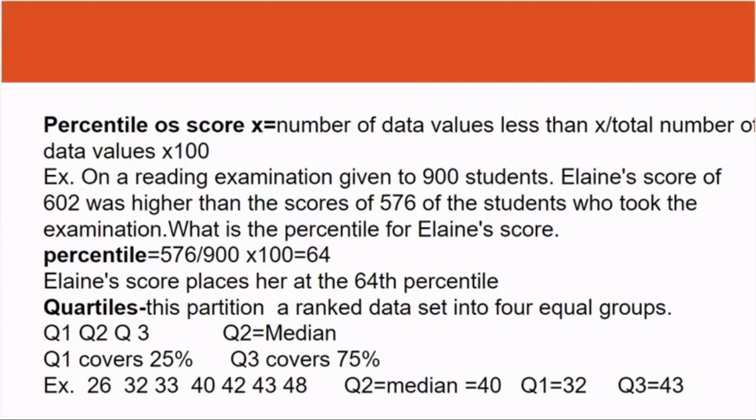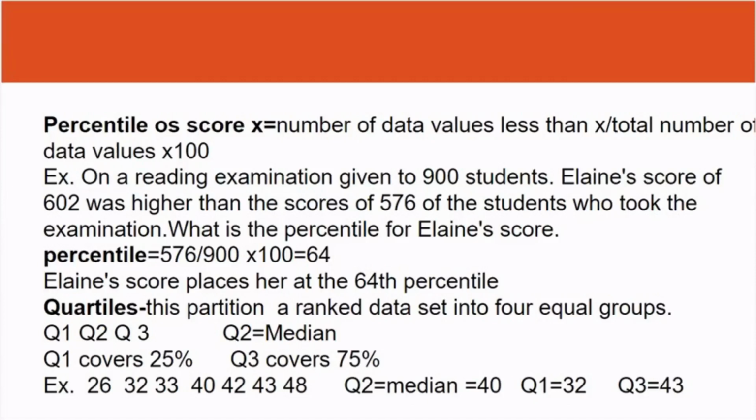Now, if you have an example here, which is 26, 32, 33, 40, 42, 43, and 48, how do we get the median? How many terms do we have there? We have 7 terms. So what is our middle? That is 40. So how do we find Q1 and Q3? Q1 covers 25% and Q3 covers 75%. The data is arranged in ascending order, right? So 26 and 48 are not the 25% and 75% ultimately.